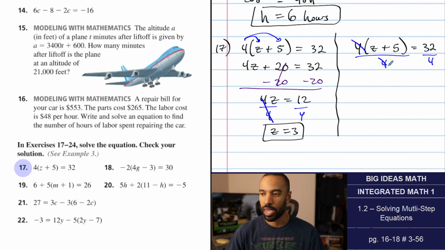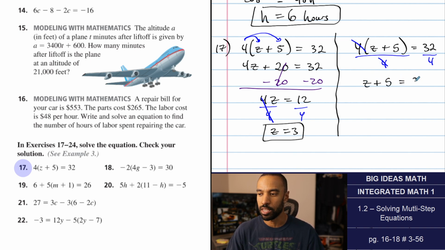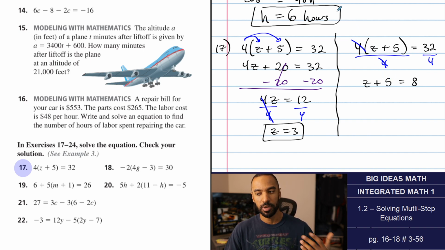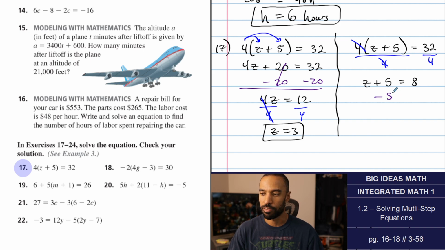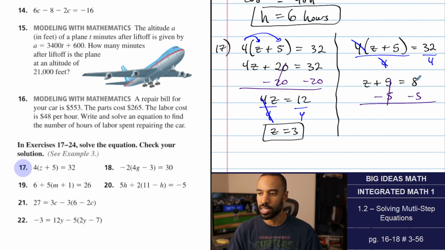Now, the reason I'm okay with this is because 32 can divide by 4. If it couldn't, I probably would not prefer this method. Z plus 5 equals 8, and the numbers became significantly smaller as a result when it comes to solving here. We subtract 5 from both sides, which is one less step as well. Subtract 5 from both sides, and I get z equals 3. So they seem to be the same thing.